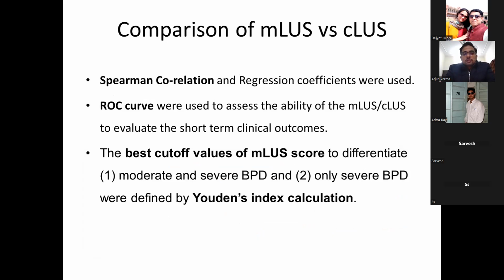And for the comparison of the modified lung ultrasound and conventional or the classical lung ultrasound, they used Spearman's correlation and regression coefficient, and they used the ROC curve to define the ability of the lung ultrasound and modified lung ultrasound to diagnose the short-term clinical outcomes. And finally, with the help of the ROC curve also, they tried to calculate the best cutoff for the modified lung ultrasound score in order to define moderate and severe BPD and also severe BPD. And they also used Youden's index for the calculation.